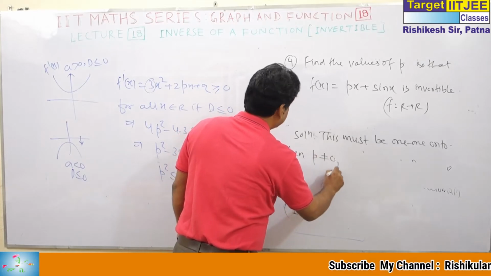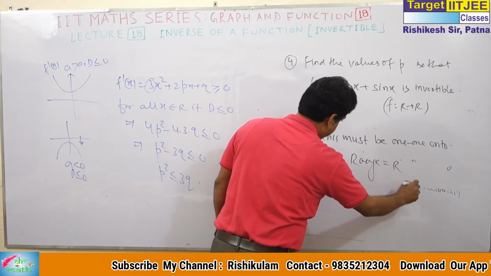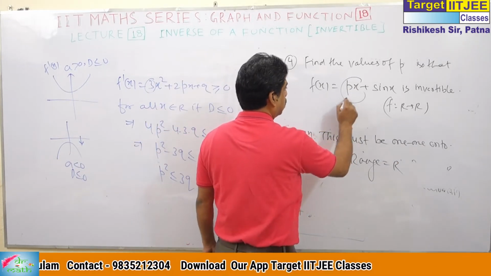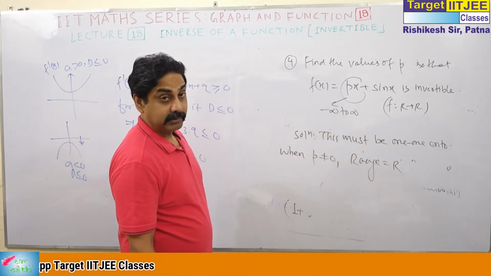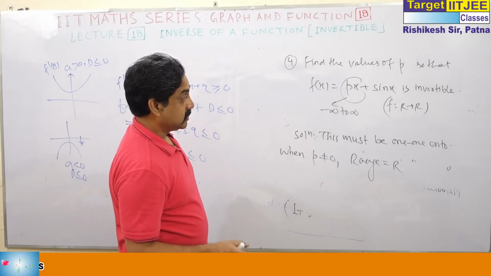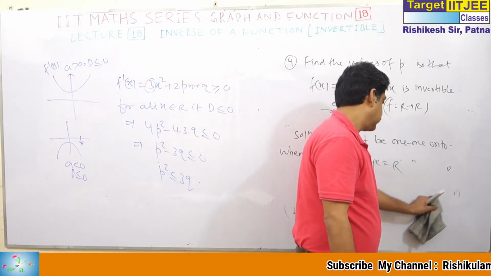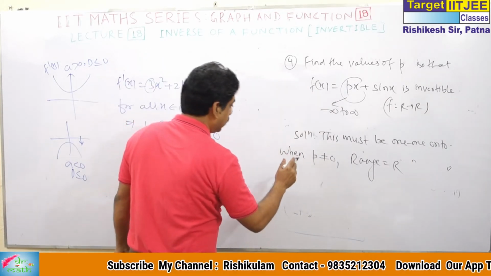When p is not equal to 0, what is the range? I have done this in the index: when p is not equal to 0, it goes from minus infinity to infinity. If p is equal to 0, the situation changes. But this range, minus infinity to infinity, is R. So what do we do now? We have to take again a one-one function.